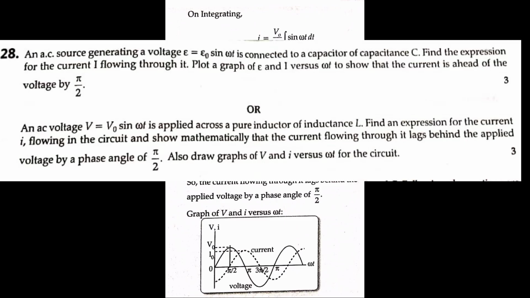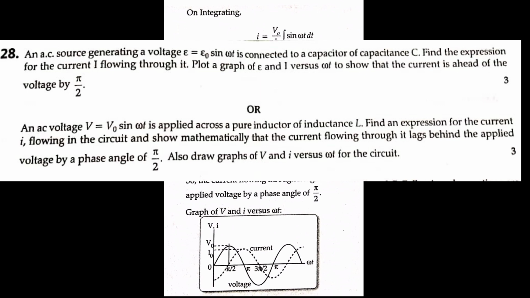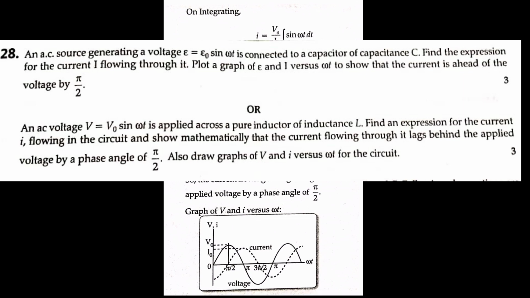Now we can discuss the optional question. Here we have an option, that is, an AC voltage V is equal to V0 sin omega t is applied across a pure inductor of inductance L. Find the expression for the current I flowing in the circuit and show mathematically that the current flowing through it lags behind the applied voltage by a phase angle of π/2. Also draw graphs of V and I versus omega t for the circuit.